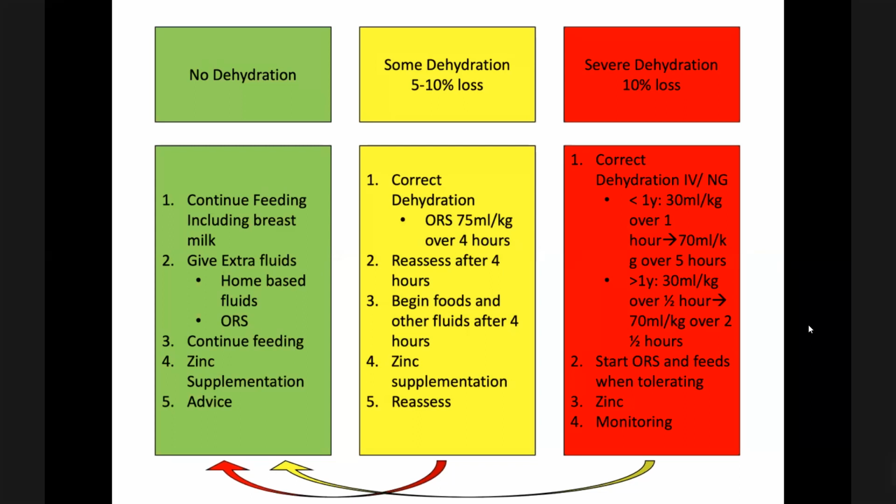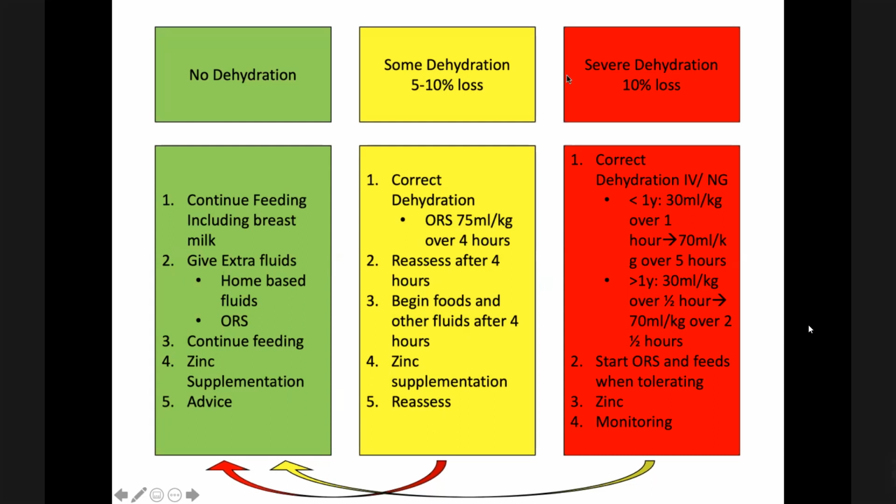Please focus on the yellow column, right? We replace it with oral rehydration solution, 75 ml per kg, and that has to be given over 4 hours. Once those 4 hours are over, you reassess the patient and decide where the patient is. And once the patient is no longer dehydrated, the management is going to be like the green zone, no dehydration.